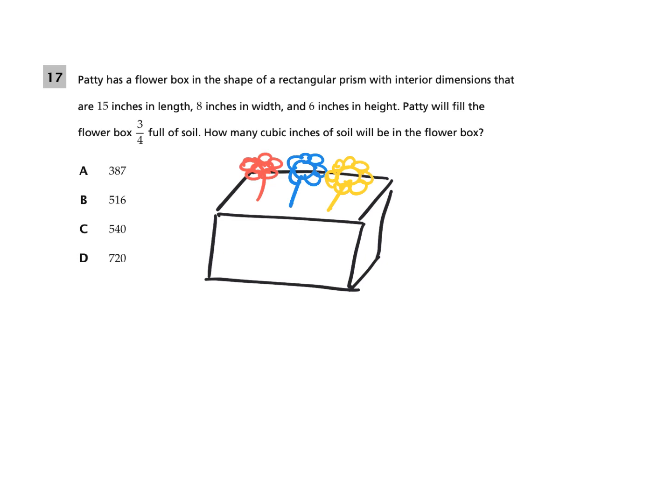So here it says 15 inches in length, so we're going to call this 15 inches. The width is going to be 8 inches. Let's just give them units. And the height is going to be 6 inches. Now, this is a rectangular prism. That's why we drew it like a tissue box. And here's the thing. If we just multiply all three of these numbers, we're not going to get the right answer.